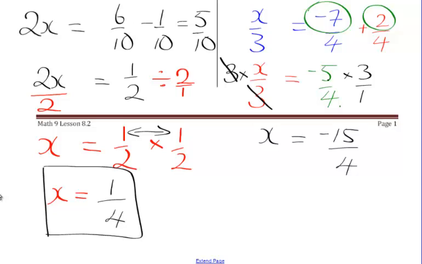We could leave it like that, or we could change it back into a mixed number again, because that's what the right-hand side was originally. Now, how do we do that? 4 divides into 15 how many times? 3 times. There's 3 remainder, so 3 3/4. And because the whole number was negative to start with, we have to put a negative sign there, don't we? So there's our solution there.